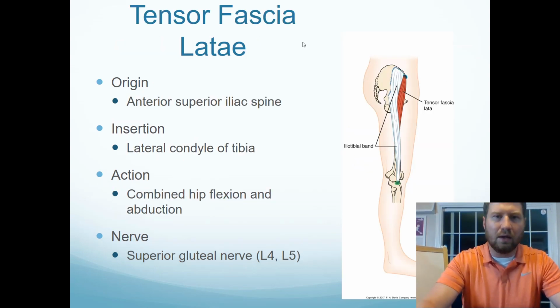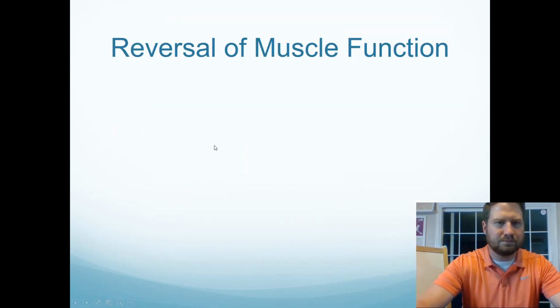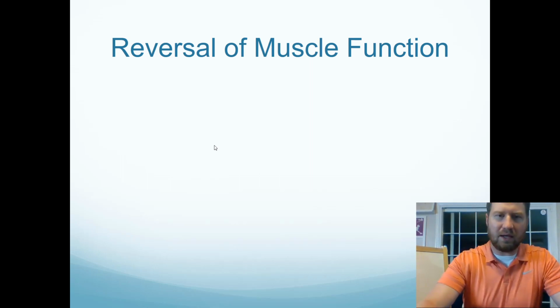Tensor fasciae lata is going to be the most anterior of the three. In order to really isolate that, you're going to bring your hip into flexion and kick out into abduction, and we're going to be concentrating on the TFL. That was longer than I wanted, but we highlighted the main highlights.